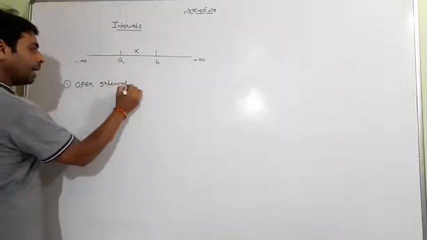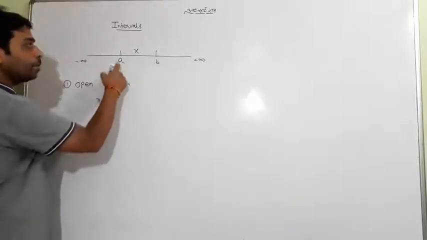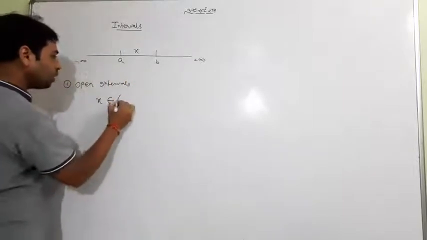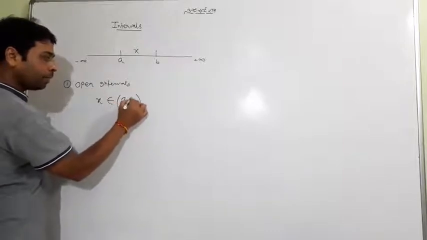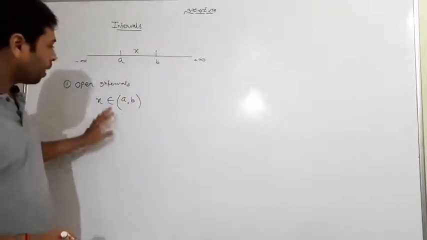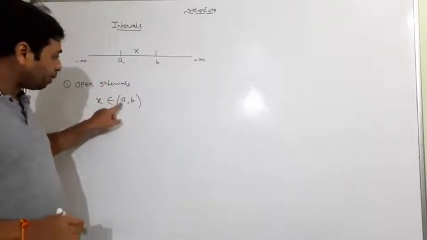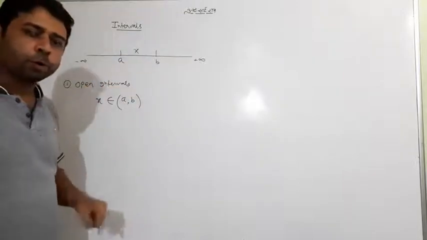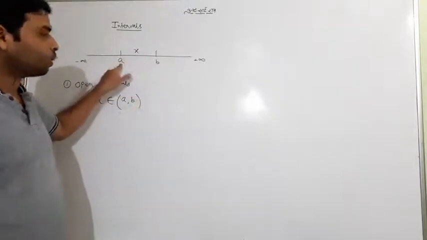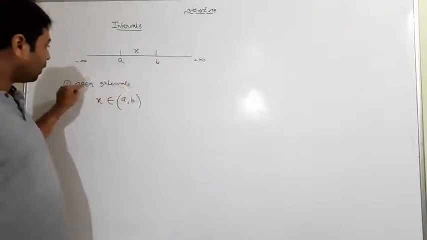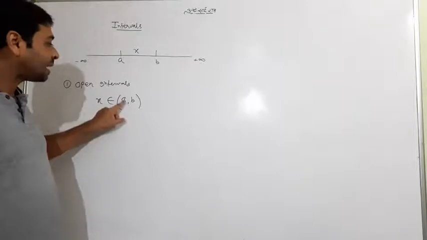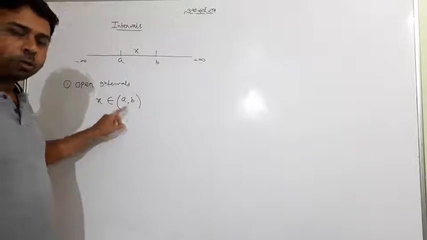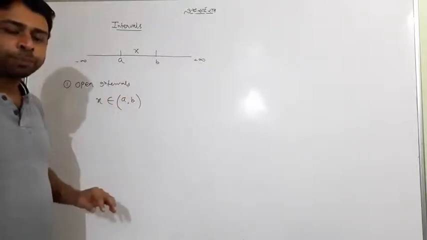The open interval means that x is lying between a and b. It is written with open brackets as (a, b), and its meaning is that x is lying between a and b. x cannot equal a, and x cannot equal b. When it is an open interval, x is exactly between a and b. This is the first way of expressing the open interval.